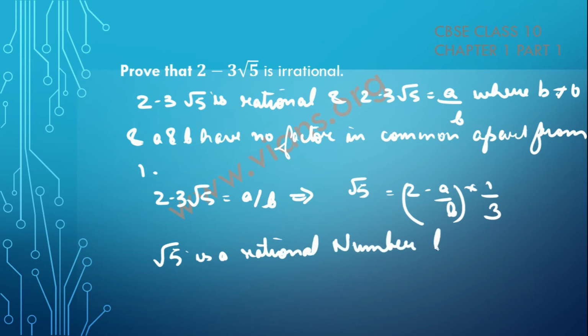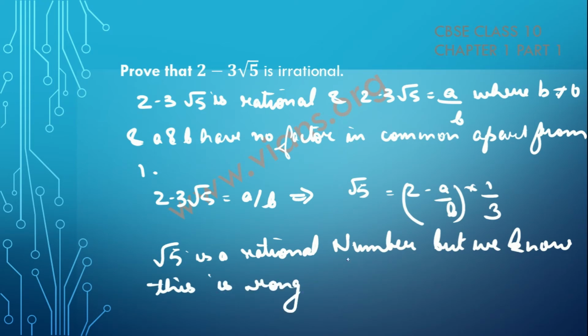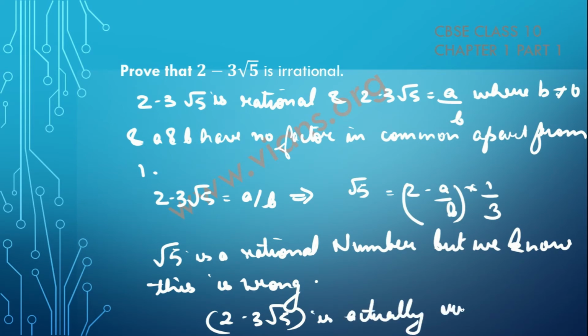But we know this is wrong, right? So this is because our initial number assumption was wrong, and 2 minus 3 root 5 is actually irrational, right? And that's how we would prove this particular problem.